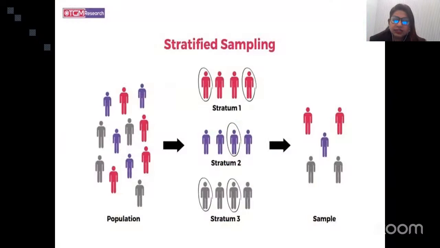So this is a stratified sampling population. These are the different strata and this is the sample, right? This is the first strata, this is the second and third. You can pick any number, right? I'm picking 2 from the first, 1 from the second, and 3 from this one.